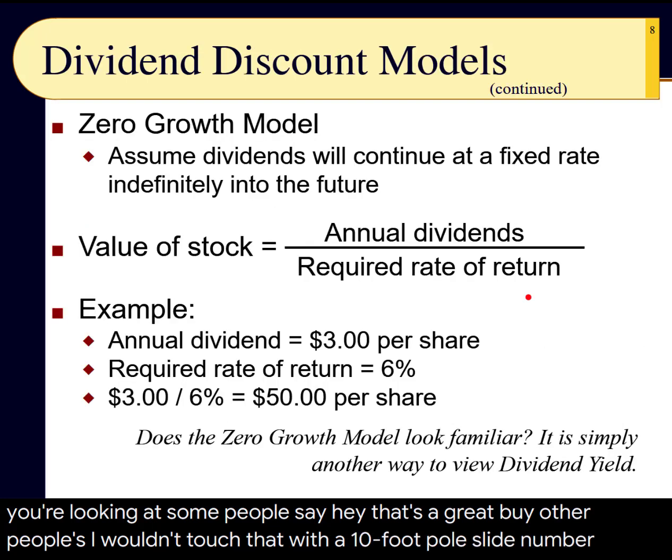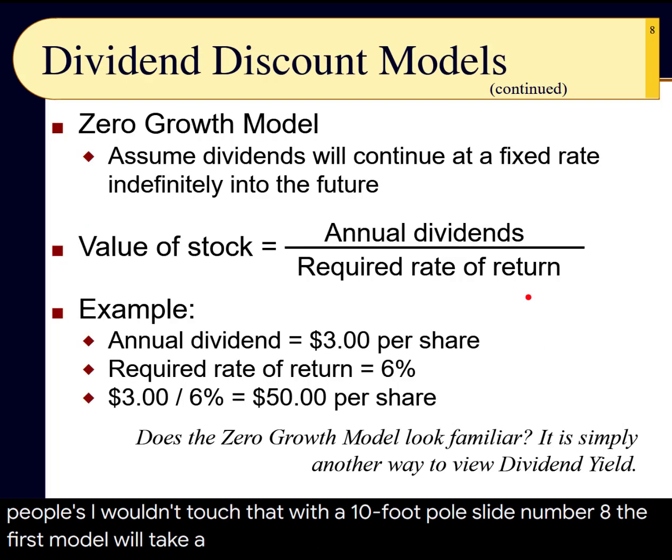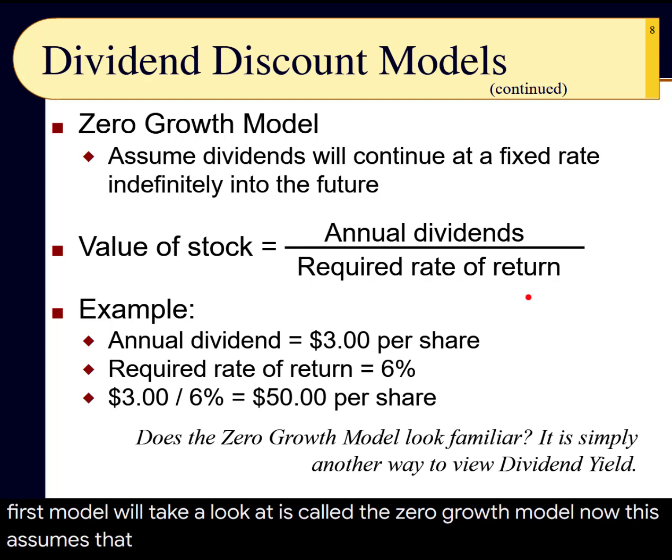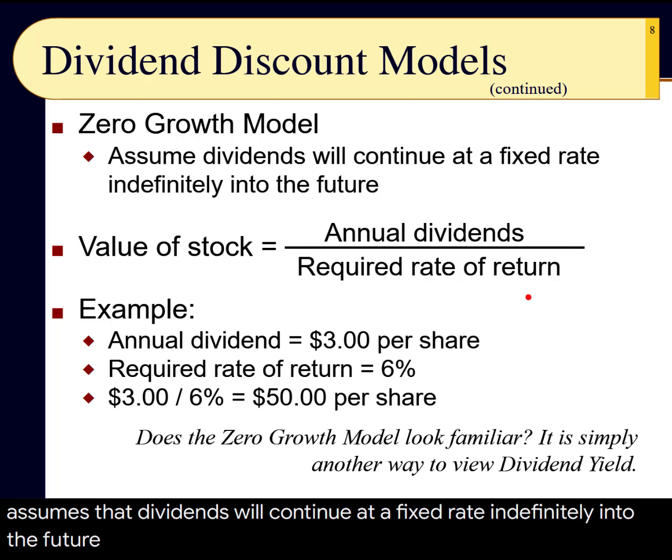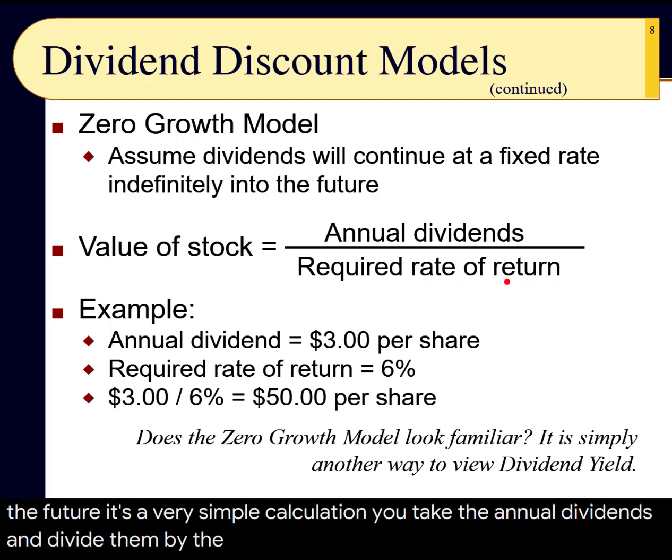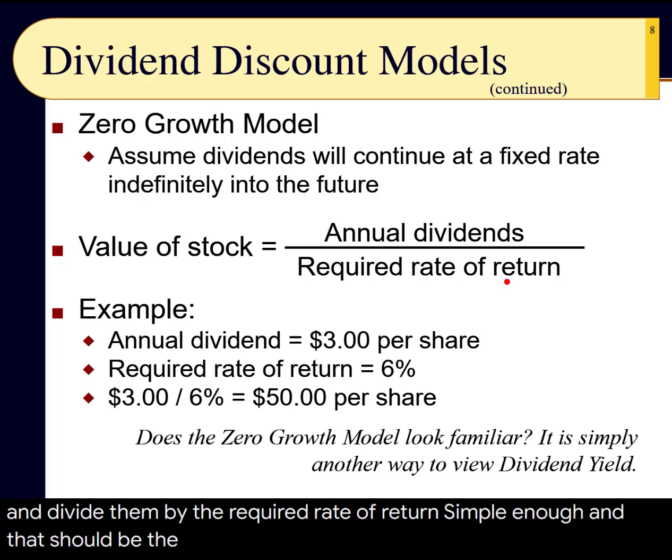Slide number 8. The first model we'll take a look at is called the zero growth model. Now, this assumes that dividends will continue at a fixed rate indefinitely into the future. It's a very simple calculation. You take the annual dividends and divide them by the required rate of return. Okay, that's simple enough. And that should be the value of the stock.